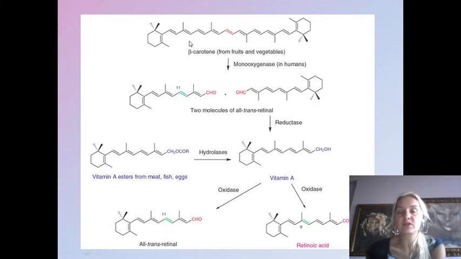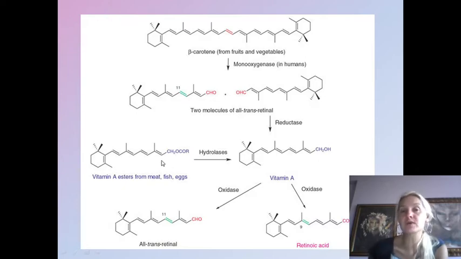So beta carotene from fruits and vegetables is subjected to the cleavage of the central double bond by one of the enzymes from the group of monooxygenases in humans, which is called carotinase, in the presence of molecular oxygen, and we get 2 molecules of all-trans retinol. This retinol can be further reduced by a specific NADPH-dependent retinol reductase into active vitamin A or retinol.